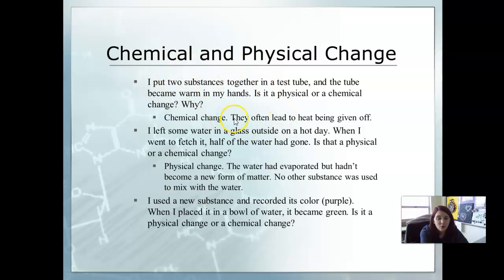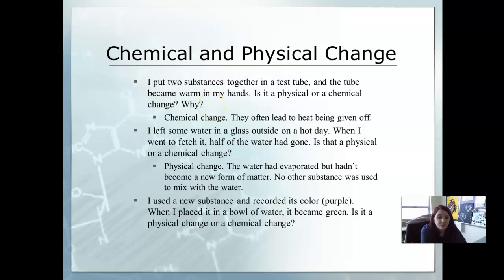So notice how the chemical changed because two substances came together and they changed. A physical change is something happens but nothing really actually changes. The water is still water. Even if it's evaporated, it's still a water particle.